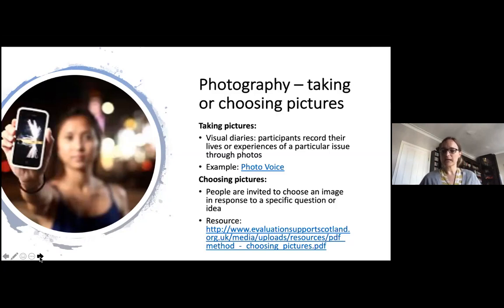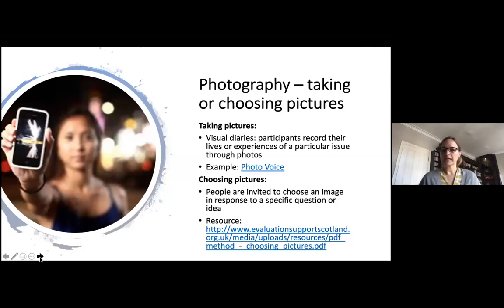If you're interested in that kind of approach, there is a link to an organization called Photo Voice, and they use photo diaries, sort of for case studies and for storytelling approaches. So have a look on their website if that's of interest to you.